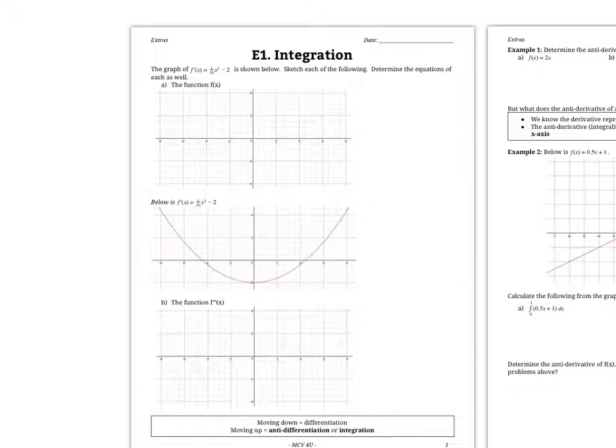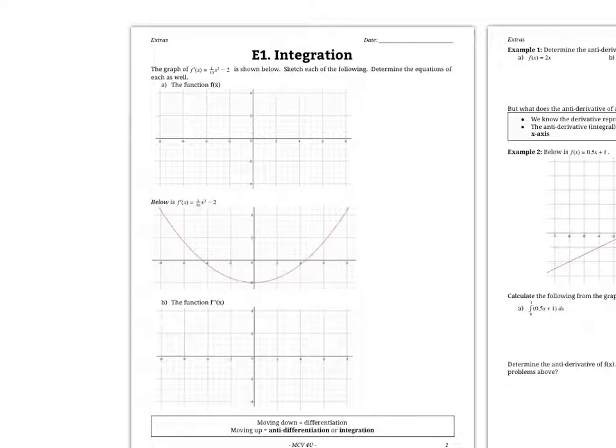Here we're going to talk about how to calculate integrals and areas under curves using integration. In my previous video, I introduced what an integral was and gave you a conceptual understanding of that, so please watch that video before you watch this one.